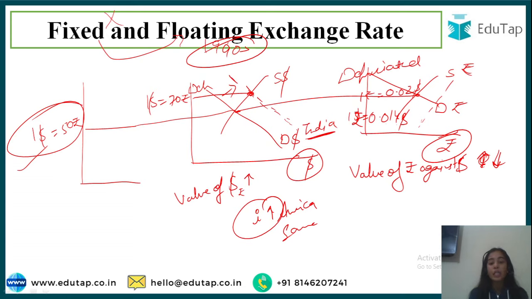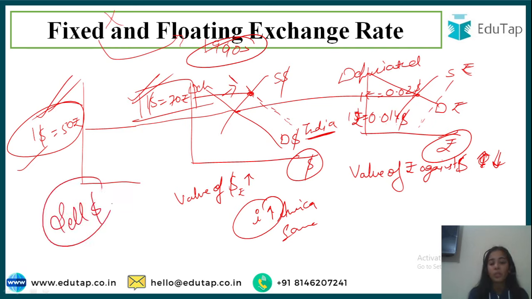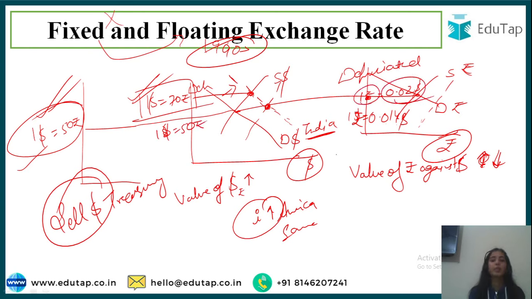So in the condition of depreciation, the RBI cannot let $1 equal 70 rupees, because the RBI has decided to maintain $1 equal to 50 rupees. So what will the RBI do? The RBI will try to sell dollars from its treasury. The RBI has dollar reserves, and from those reserves it will sell dollars so that the dollar supply will increase and it will again come to the level of $1 equal to 50 rupees, or 1 rupee equal to 0.02 dollars.